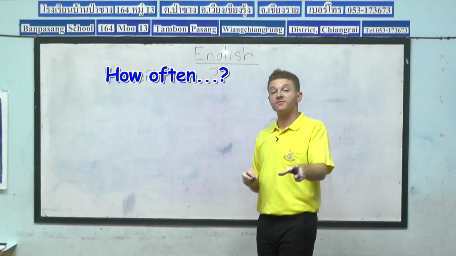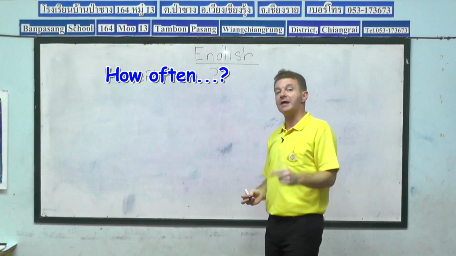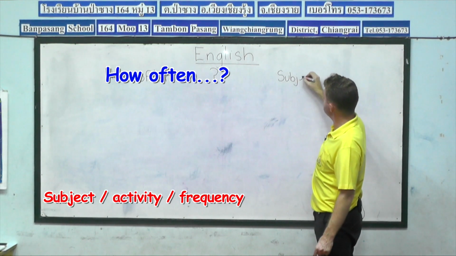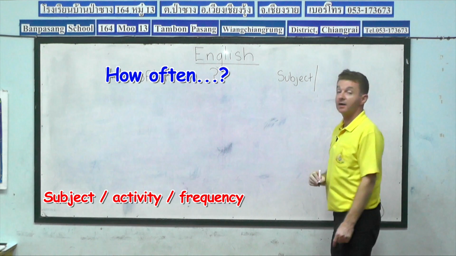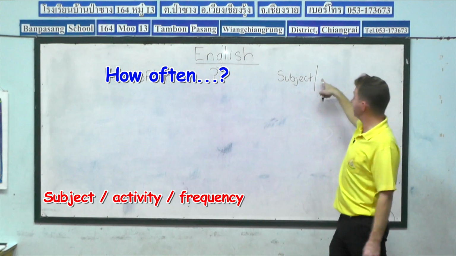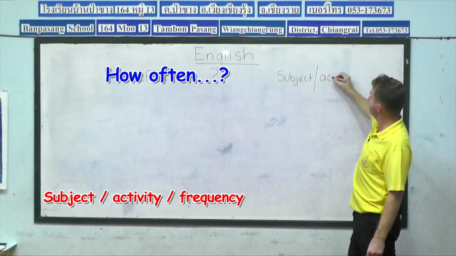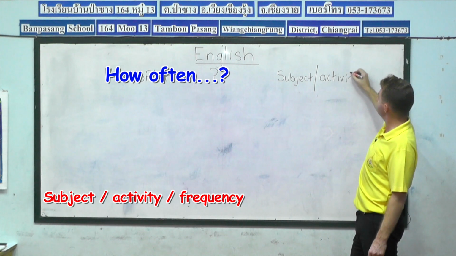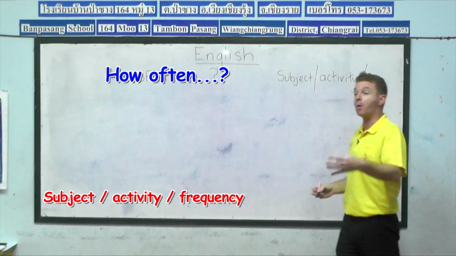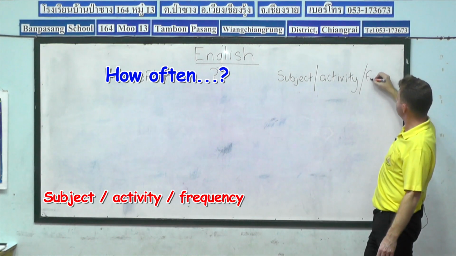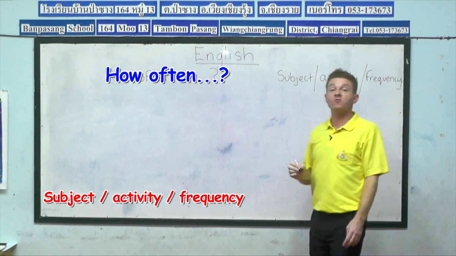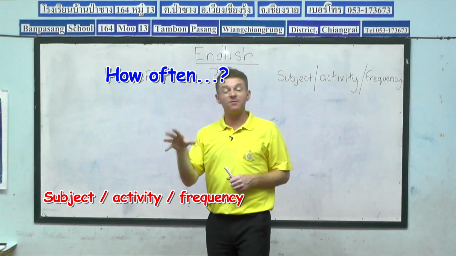And then we also learned about how to answer. And the structure for answering was subject, S-U-B-J-E-C-T, then activity. Whatever activity is mentioned in the question, we repeat again in the answer here. A-C-T-I-V-I-T-Y. And then, finally, we say the rate of frequency, how often we do something. F-R-E-Q-U-E-N-C-Y.